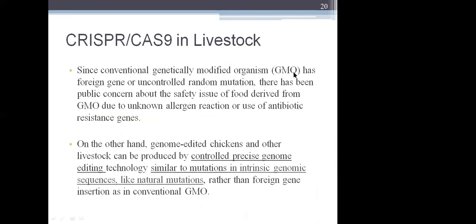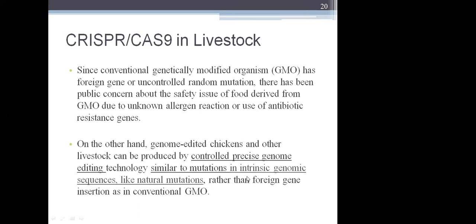Because in the case of genetically modified organisms, you have to add a foreign gene or mutations which are not under control. And there was always public concern about the safety of the food. Also, there were unknown allergen reactions and antibiotic resistance genes, because they have also been used in the plasmid which we transfect into the cells. On the other hand, genome edited chickens or other livestock can be produced by controlled, precise genome editing technology, similar to mutations in the intrinsic or natural genomic sequence, like natural mutations, rather than foreign gene insertion as in conventional GMOs.